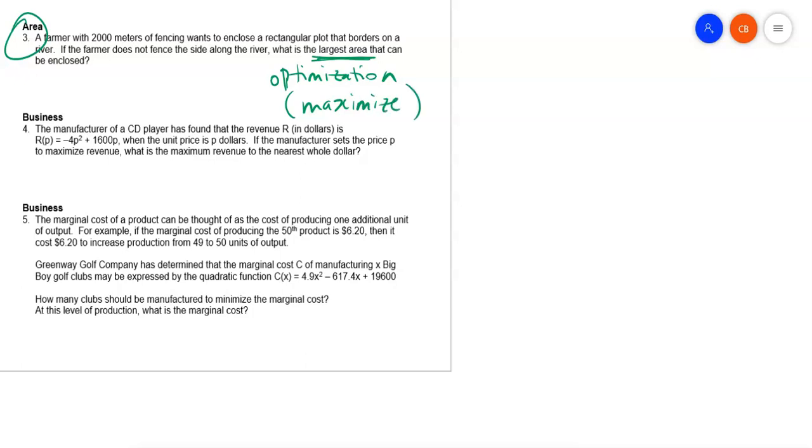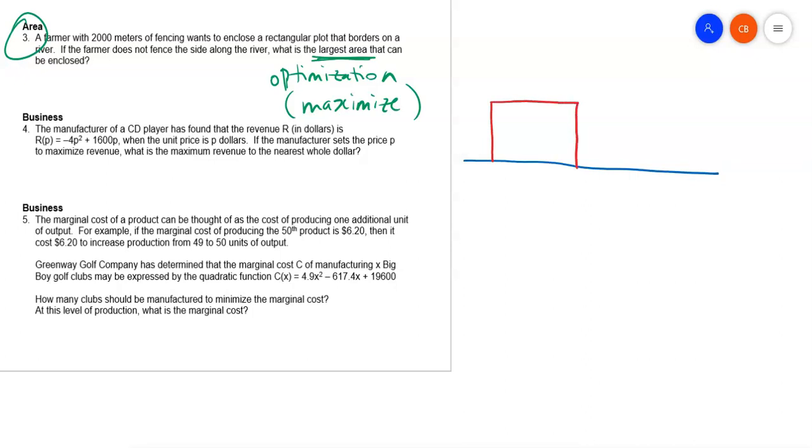It says a farmer with 2,000 meters of fencing wants to enclose a rectangular plot that borders on a river. So we've got some type of a river along here, and we're assuming that the edge of the river is very straight. Then this farmer is going to come in here and he wants to build a fence. He has 2,000 meters of fence that he can use, and he wants to enclose a rectangular plot. So you can imagine that he needs to use some of the fence perpendicular to the river, and some more fence in a parallel fashion.